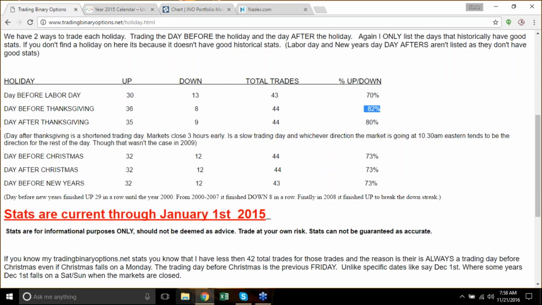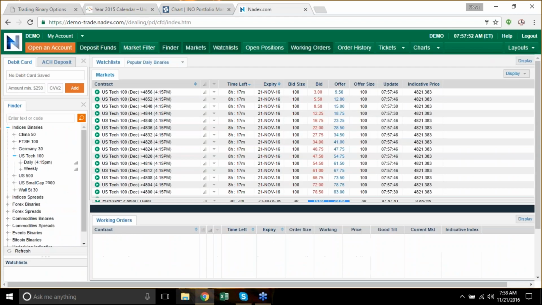And as you can see, it's not 100% win rate. It's 82%, which doesn't necessarily mean it'll stay 82% for the rest of time either. But it has a very high win rate, so I'll be trading this for many years yet. So that is a trade. 6 p.m. Tuesday, buy the US Tech 100 on a daily contract.